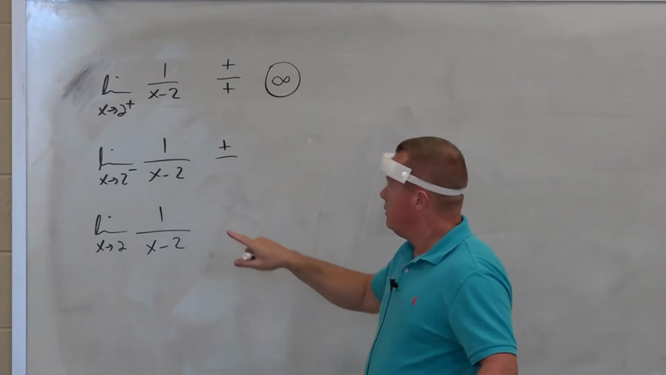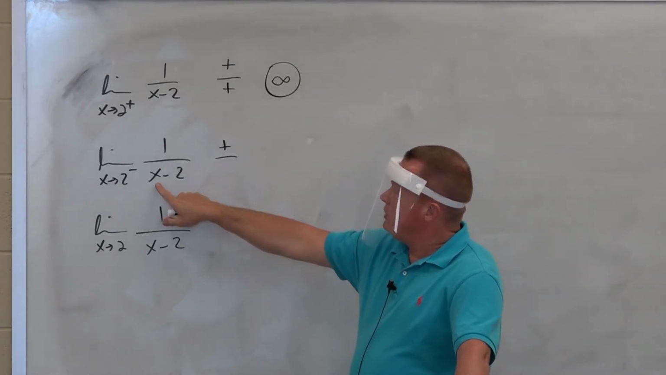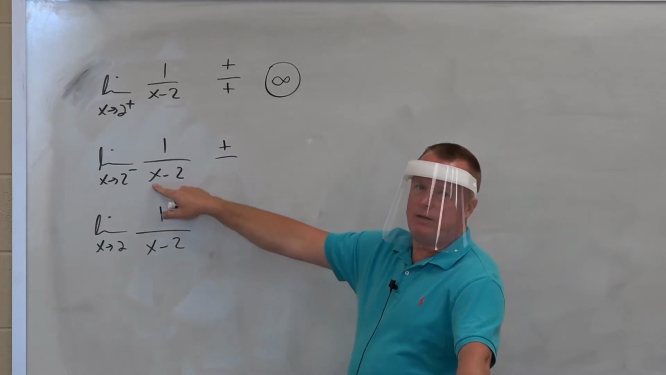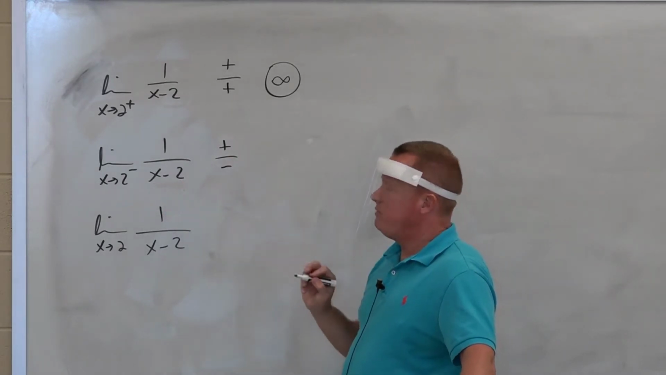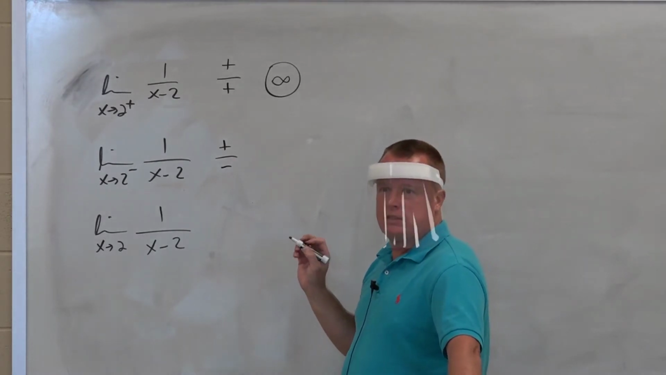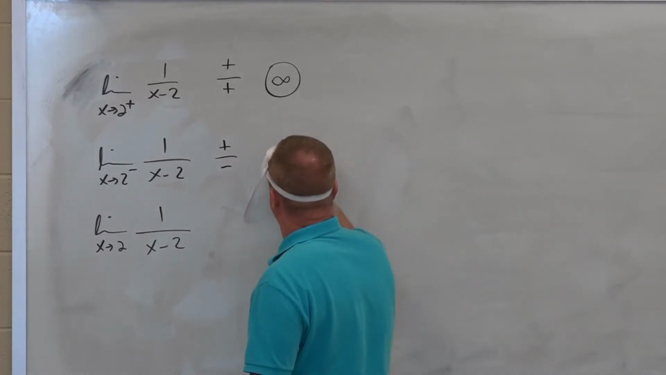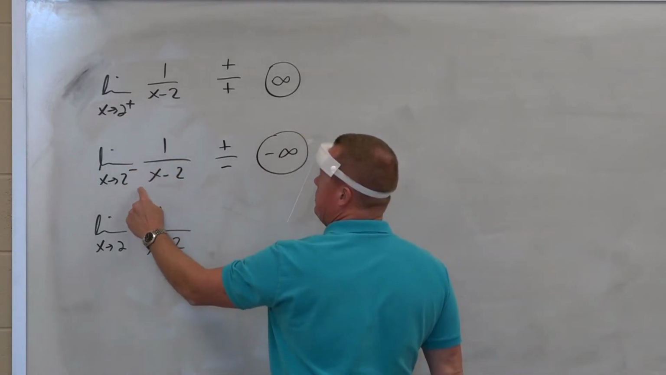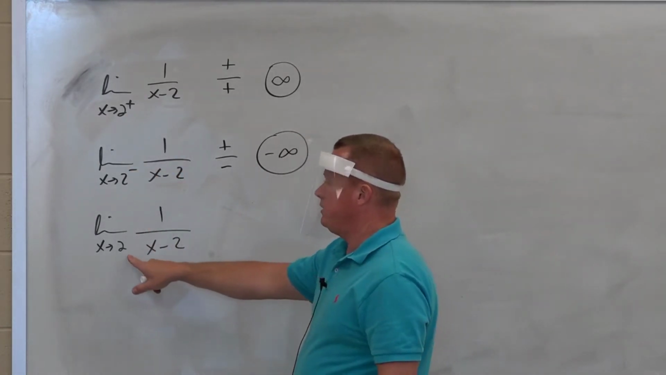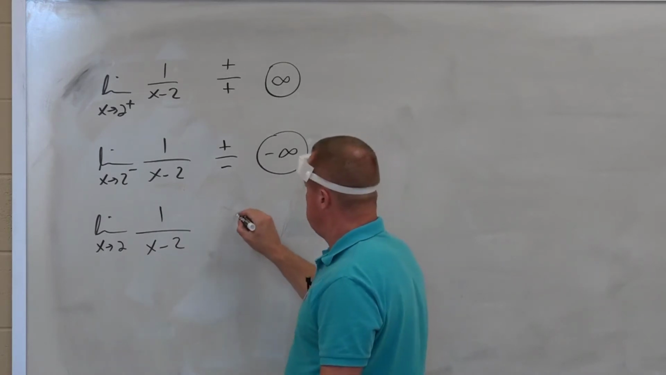Okay? Here, as you're approaching 2 from the left, what would the sign of the bottom be? Negative. Positive divided by a negative would be a what? Negative. Negative infinity. So you've got one side approaching positive infinity, one side approaching negative infinity. So what would I say about the limit as it approaches 2? Does not exist.